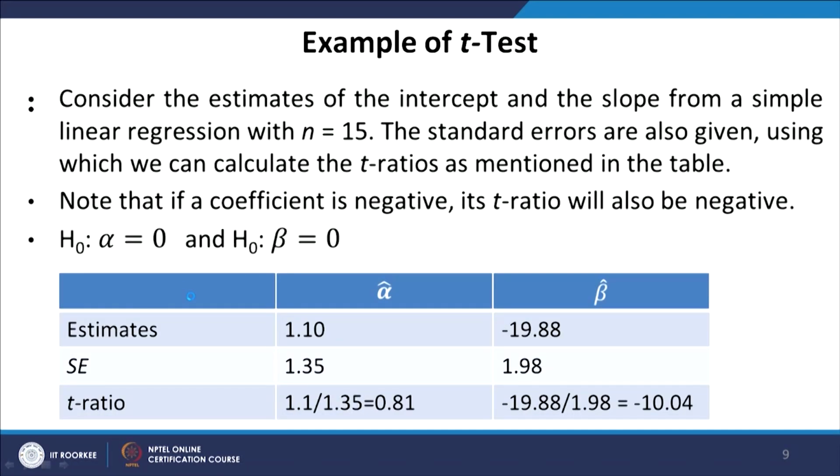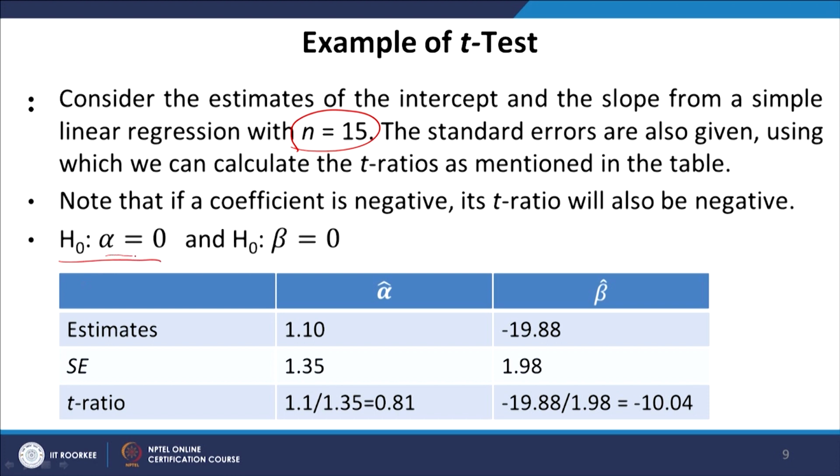Now, we take an example of a t-test in a simple linear regression format. Consider the estimates of the intercept and the slope from a simple linear regression with n equals 15. So, we have 15 observations. The standard errors are also given, using which we can calculate the t ratios as mentioned in the table. Note that if a coefficient is negative, the t ratio will also be negative, because standard errors are always non-negative numbers.